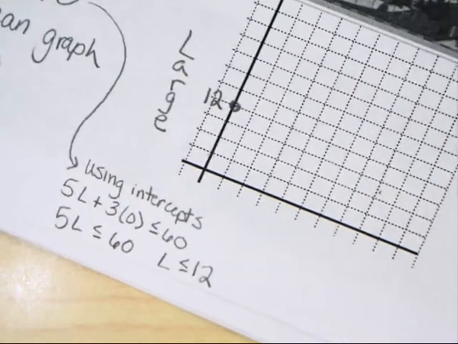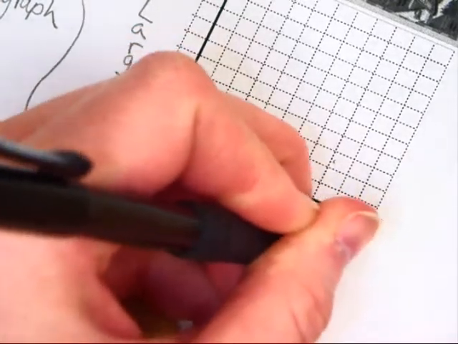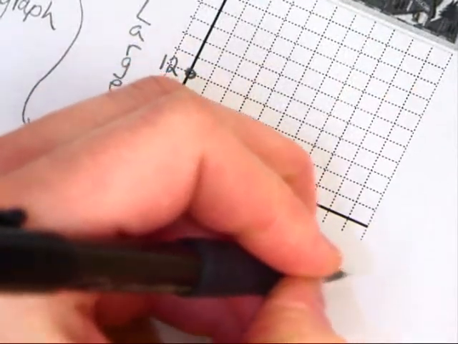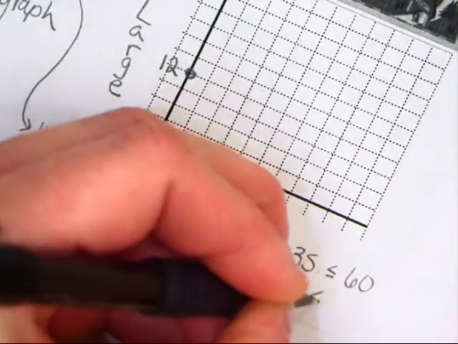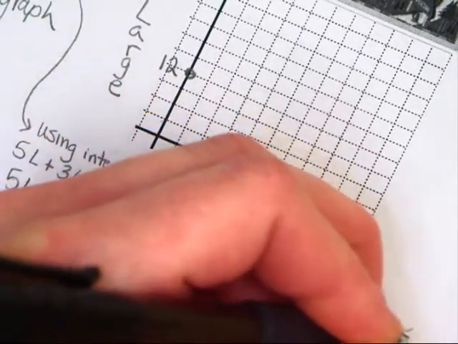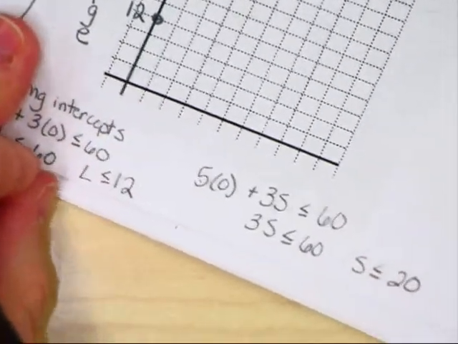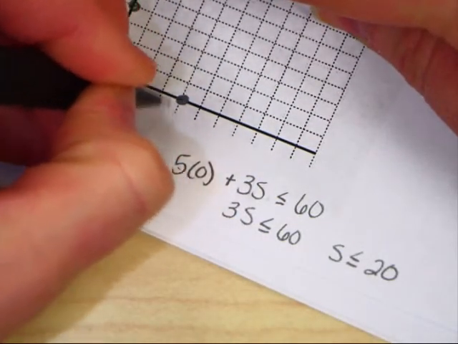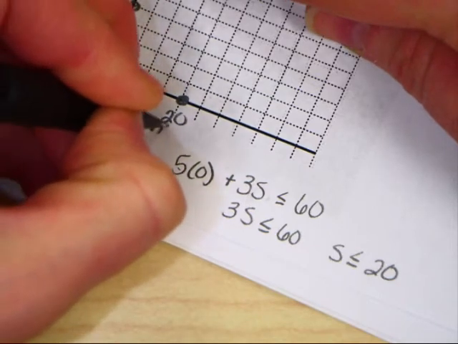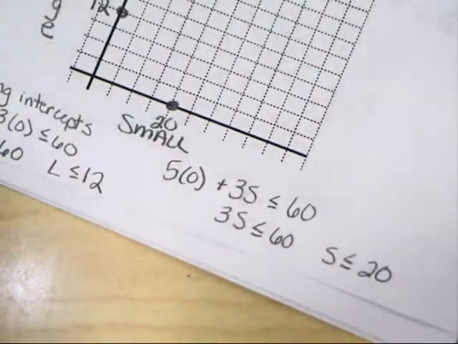And now I'm going to solve for S. So 5 times 0 plus 3 times S is less than or equal to 60. That's really 3S is less than or equal to 60, or S is less than or equal to 20. I'm going to choose to skip by 5's to graph this. 5, 10, 15, 20. And now I have a nice, easy graph that I can shade with.